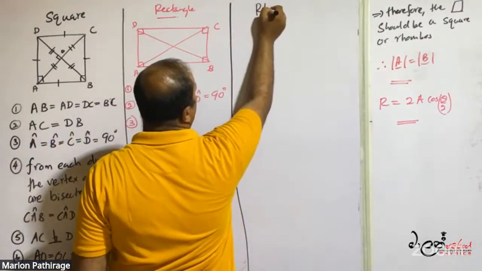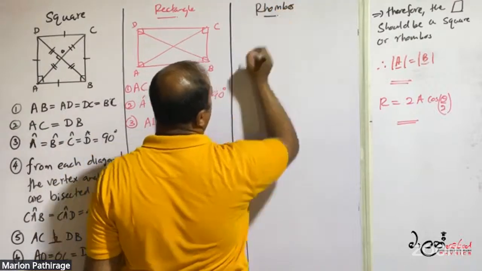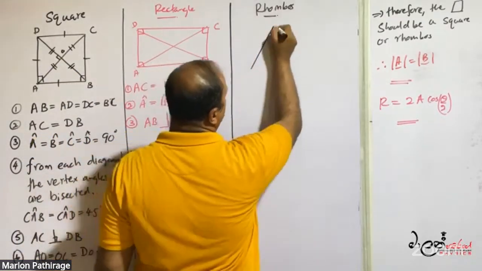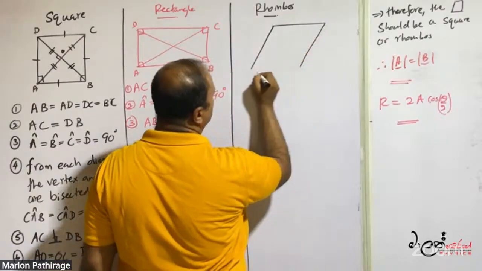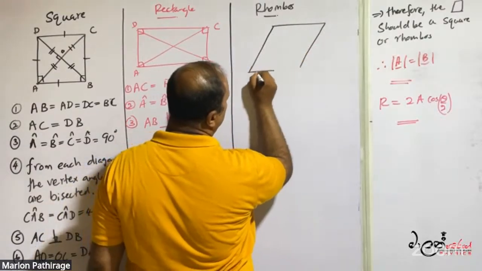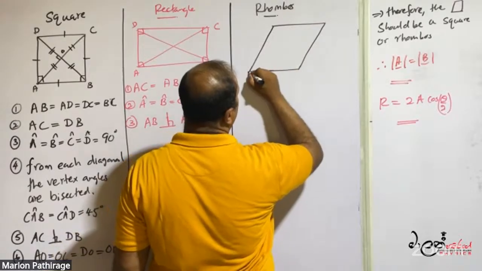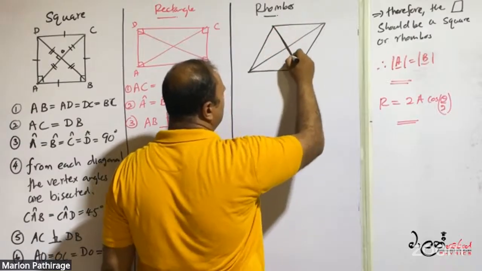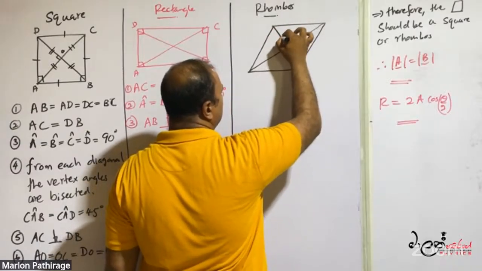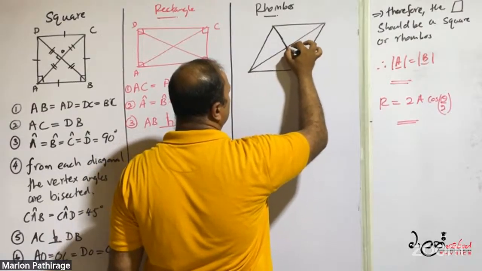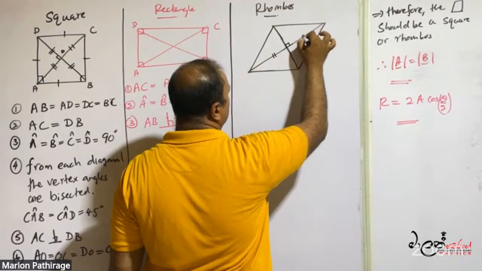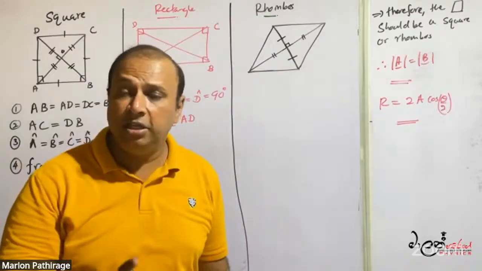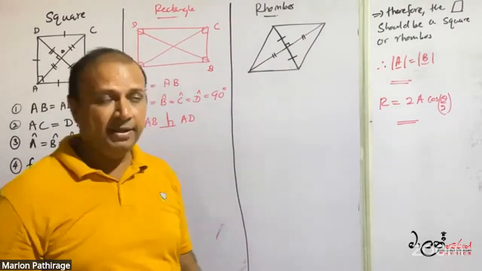Rhombus. They are perpendicularly bisected, but they are not equal in length. Okay.